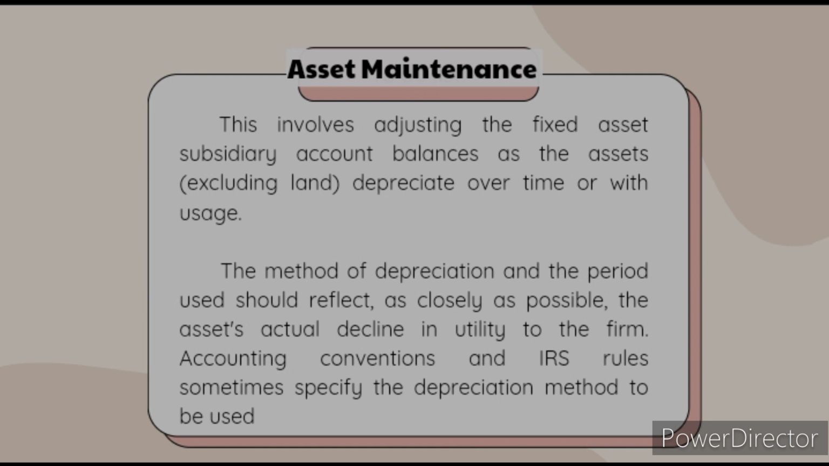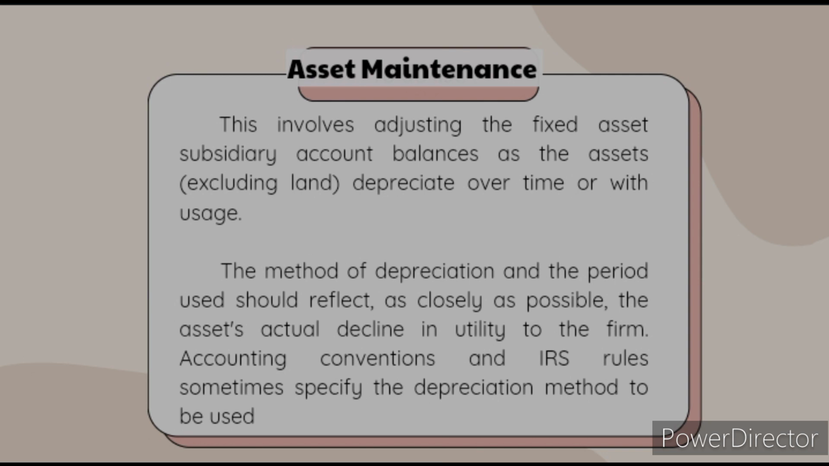So, asset maintenance refers to the process of updating the balances of fixed asset subsidiary accounts as the assets depreciate over time with usage. Depreciation methods commonly used include straight line, sum of the year's digits, double declining balance, and units of production. The chosen method of a period should closely mirror the asset's actual decline in usefulness to the organization, sometimes guided by the accounting conventions and IRS rules.